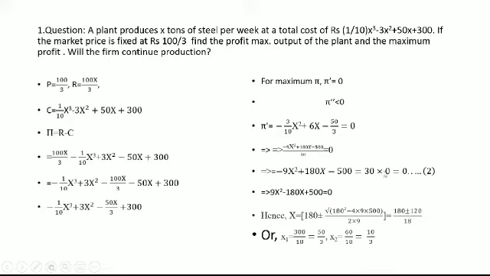You put this 30 here. 30 into 0 is equal to 0. So here, minus 9x squared plus 180x minus 500 equal to 0. You're left with that. You can further simplify it. Multiply both sides by minus 1. You're left with minus 9x squared minus 180x plus 500 equal to minus 1 into 0, which is equal to 0.